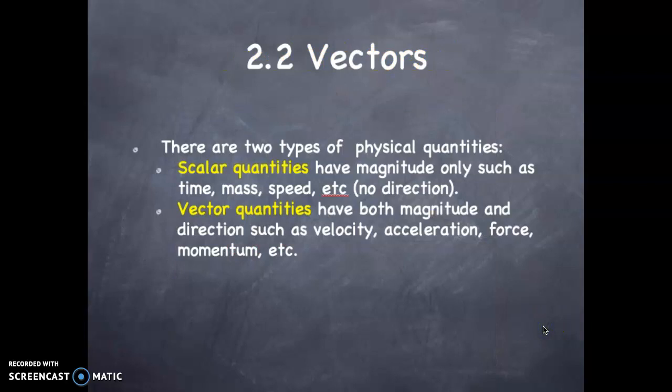Now, there are two types of physical quantities that we will encounter. One is the scalar quantity, which has magnitude only, such as time, mass, speed. There's no direction associated with these quantities. The other type of quantity that we encounter is called a vector quantity, and they have magnitude and direction, such as velocity, acceleration, force, momentum, etc.